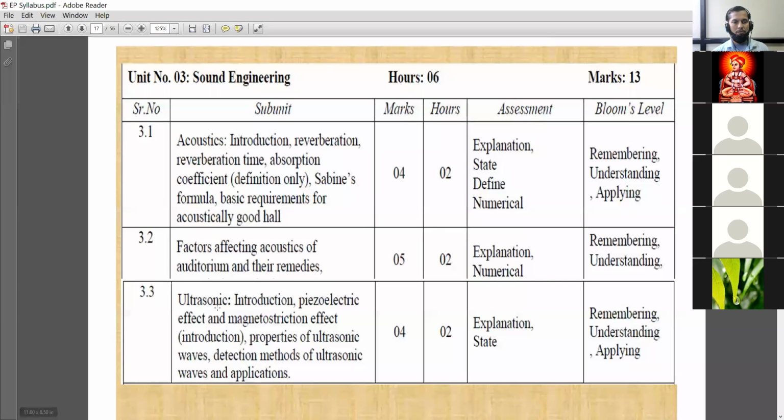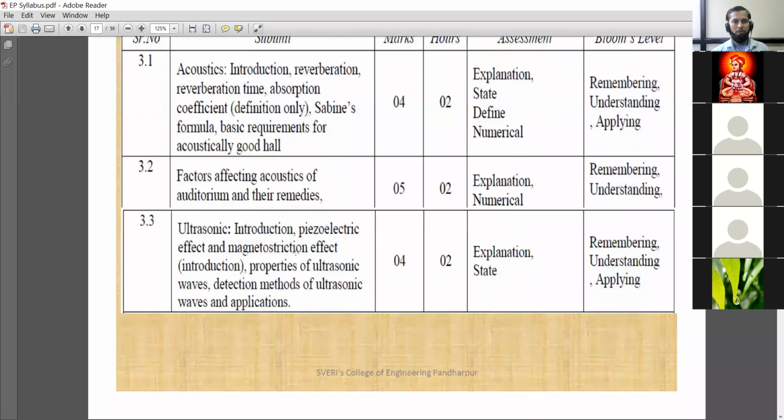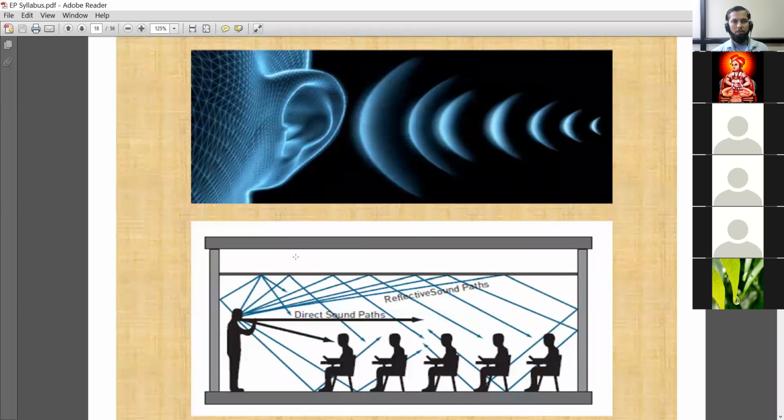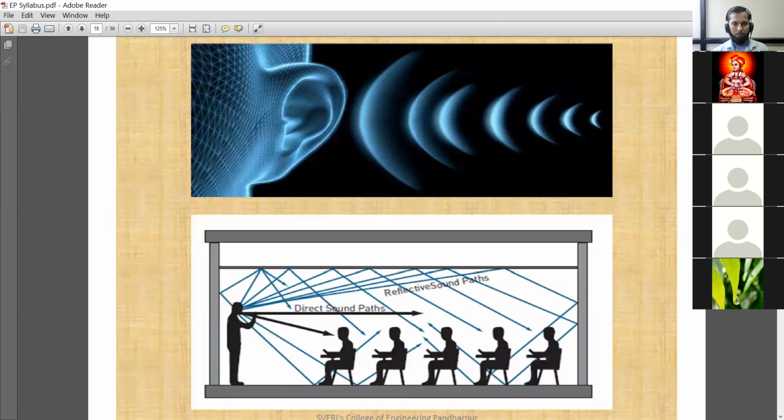Okay, so here if you can go to the slide. Acoustics is the science related to sound, as I have told you: origin, propagation and receiving of sound waves. Next, at the bottom, you can see the figure. This is nothing but reverberation.